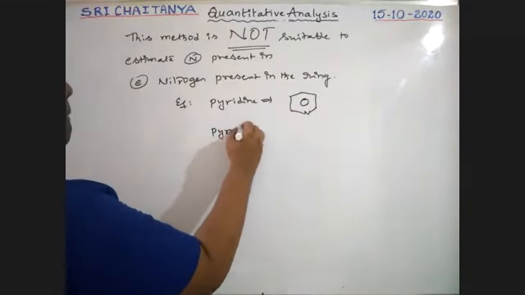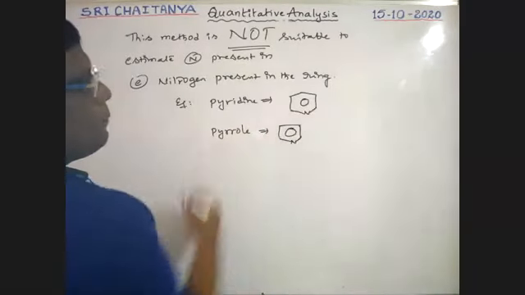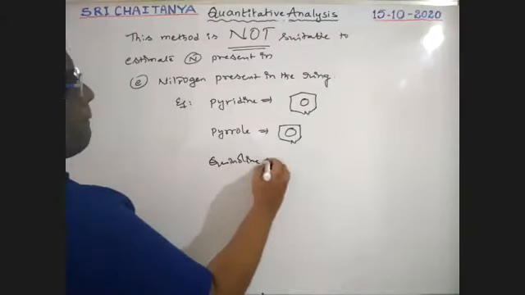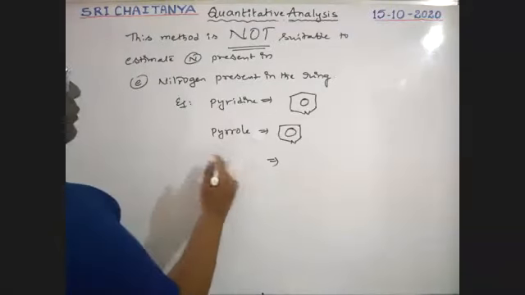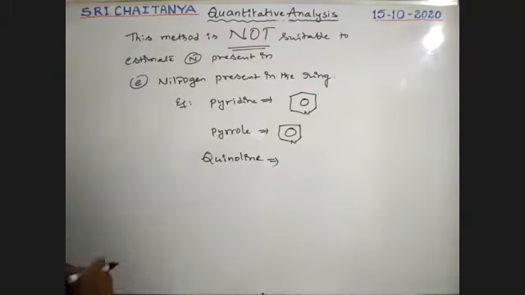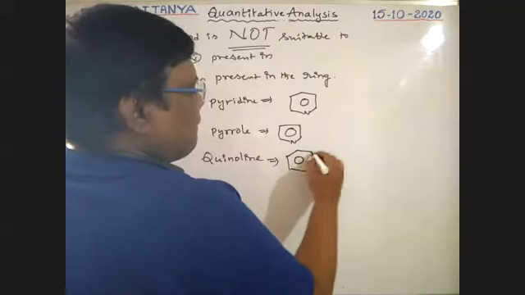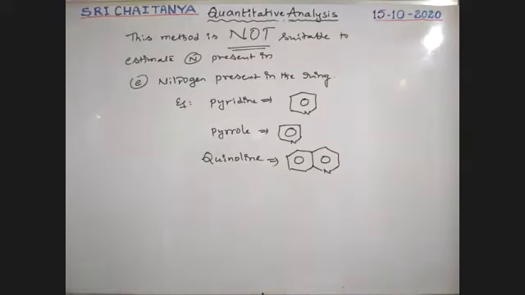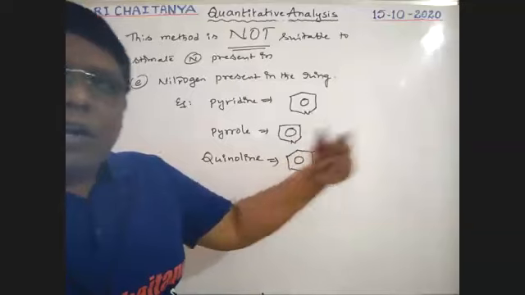Pyrrole, that is a 5-membered ring. Next, quinoline. In quinoline, two benzene rings are fused, but one of the corners is nitrogen. Like this, boys. Wherever nitrogen is present in the ring, it is not estimated by these points.